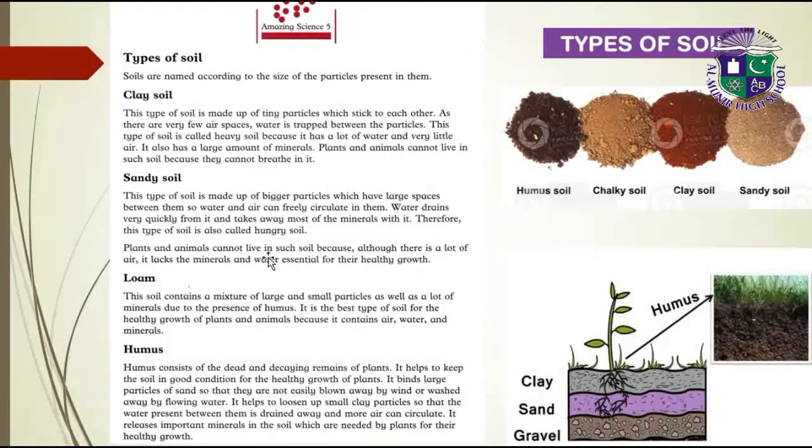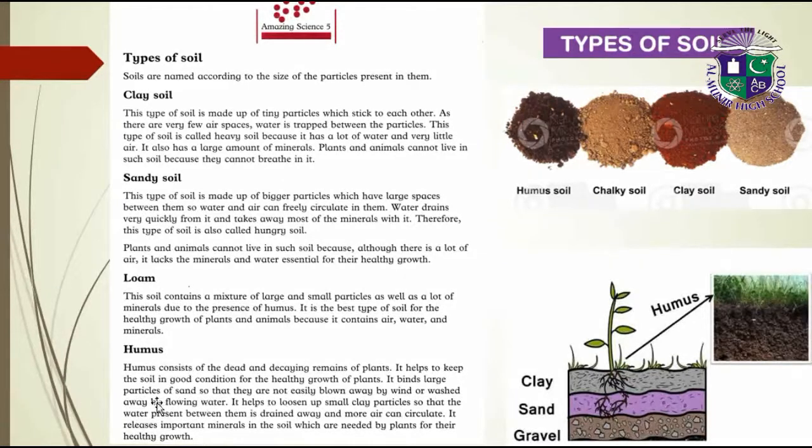Plants and animals cannot live in such soil because although there is a lot of air, it lacks. इसमें कमी किस चीज़ की होती है? Minerals की and water की, which are essential for the healthy growth of plants. Loam. This soil contains mixture of large particles and small particles as well as a lot of minerals due to the presence of humus. It is the best type of soil for the healthy growth of plants and animals because it contains air, water and minerals.